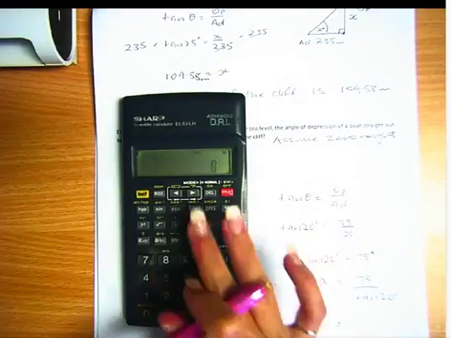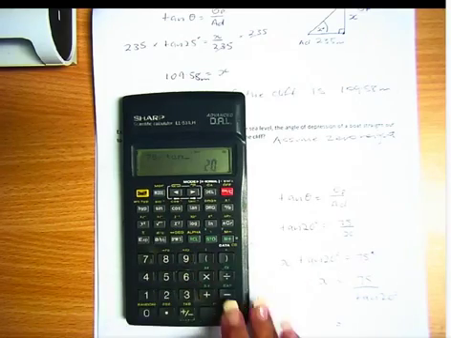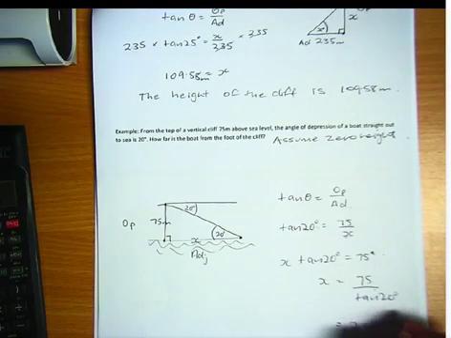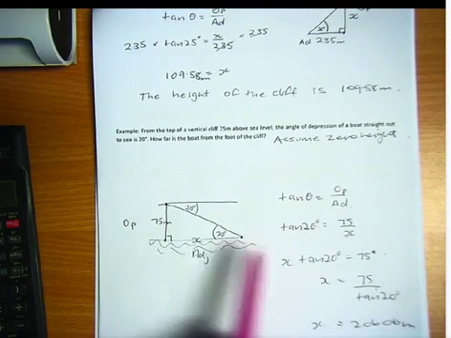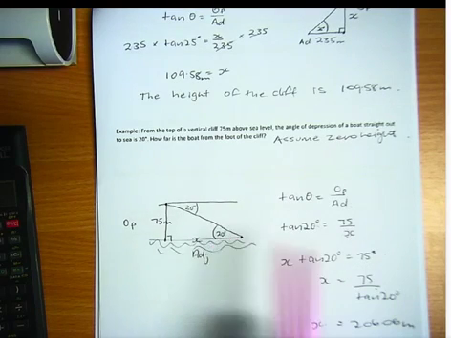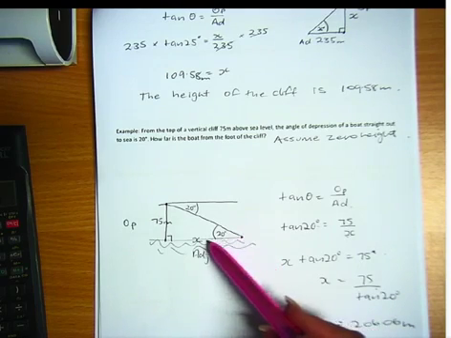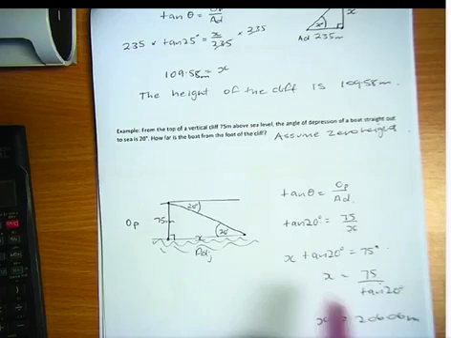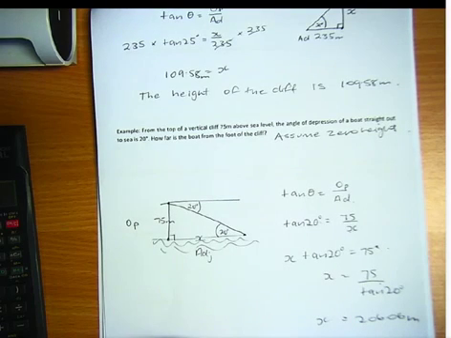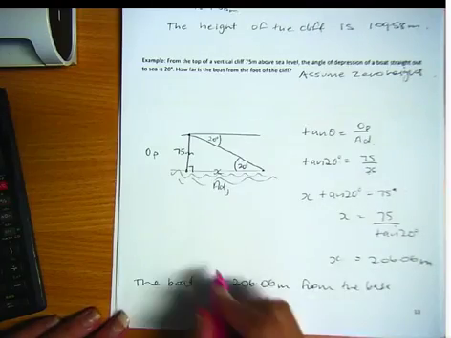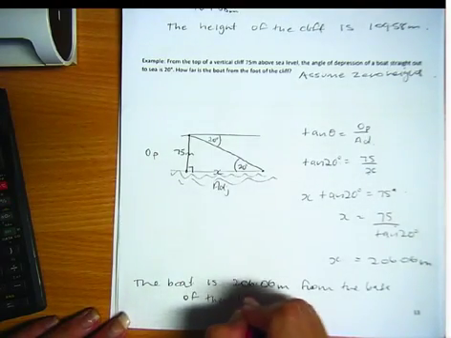And now I go 75 divided by tan of 20. And that gives me 206.06 meters. Does that seem pretty reasonable? Well, that's a fairly small angle, 20 degrees, so you would have to be a fair way back, wouldn't you, for it to be a small angle. The closer you are, the bigger that angle is going to be, so that probably does make sense. The boat is 206.06 meters from the base of the cliff. Okay?